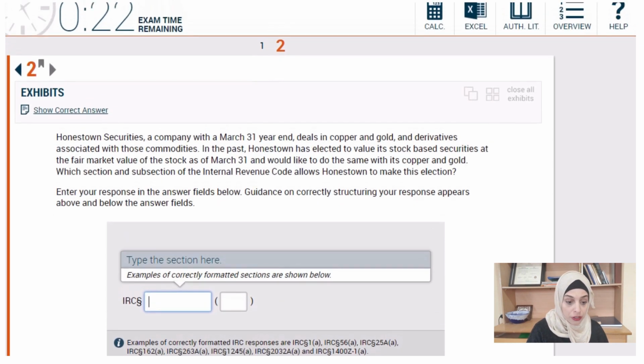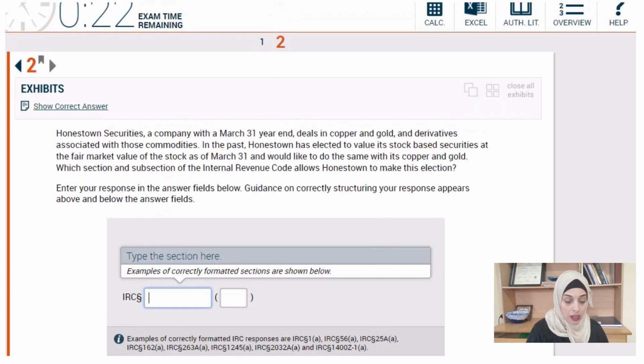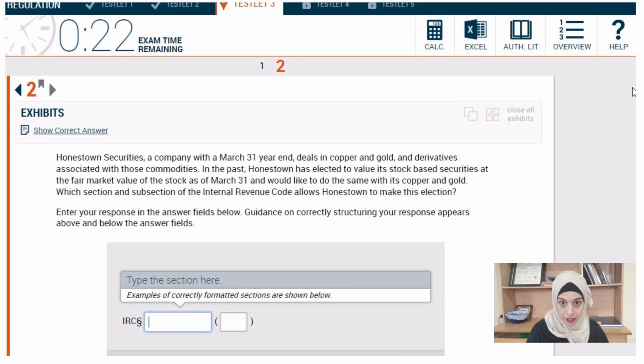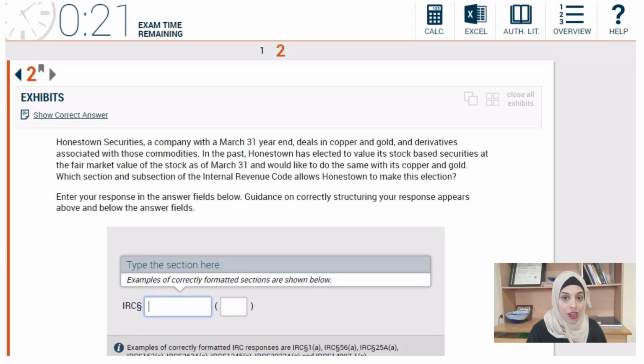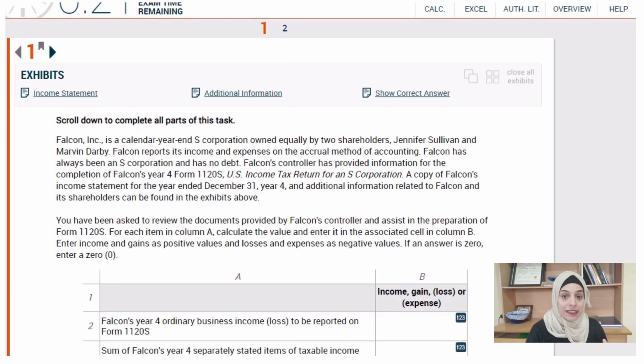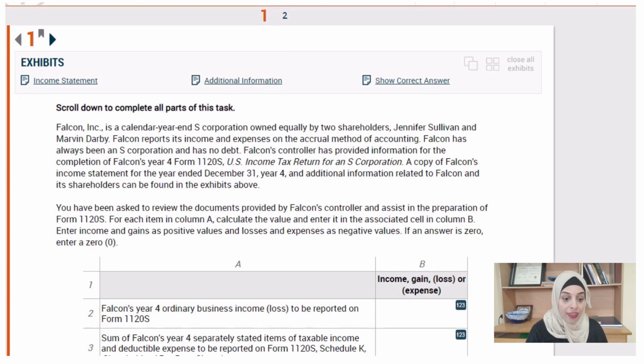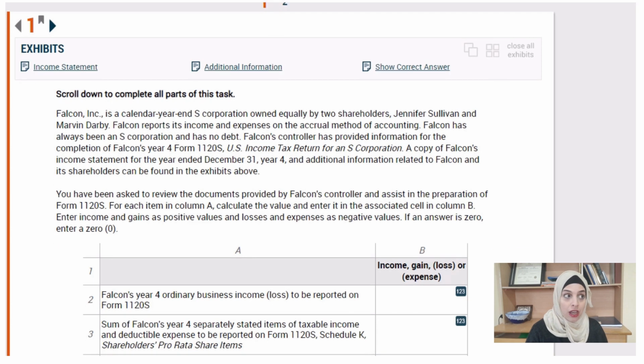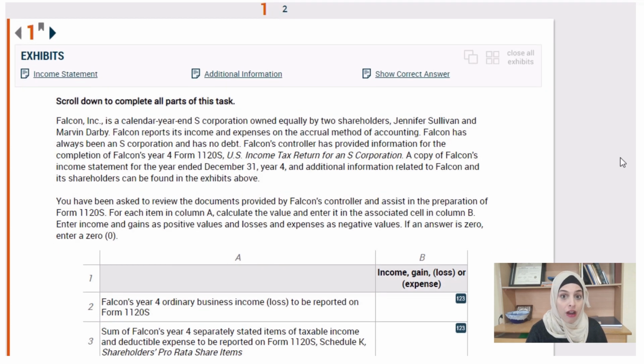So I always recommend, as I said, leave the research till the end. Don't begin with the research question, okay? Because it sometimes will consume more time than expected, and I don't want you guys to run out of time because of the point that you're getting from the research question, okay? I also always recommend you start with the easy task-based simulation. So once you scan the questions in the testlet, start with the ones that you feel are easier for you and the ones whose topics you are more familiar with, okay?